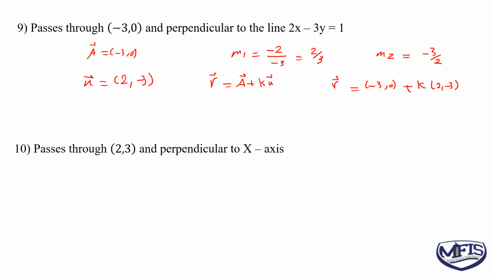This is through the point (2, 3) and perpendicular to the x-axis. Perpendicular to the x-axis means parallel to the y-axis, which means its slope is undefined. So m equal 1 over 0. So we can write the direction vector as (0, 1). And we have the point A represented by (2, 3). So r equal (2, 3) plus k multiplied by the u vector, which is represented by (0, 1), and this is the vector form.